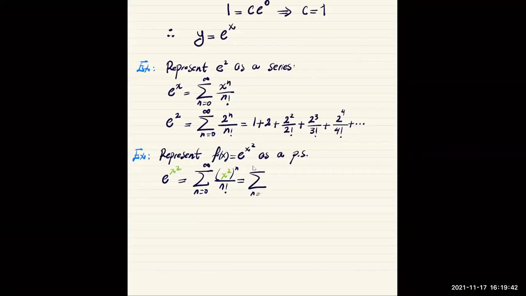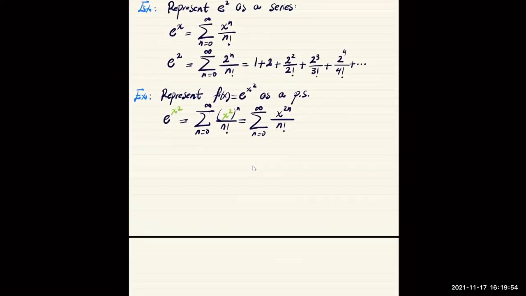So that gives us x to the power of 2n over n factorial, raising x squared to the power of n. And in expanded form, it is going to be 1 plus x squared plus x to the 4 over 2 factorial plus x to the 6 over 3 factorial, and so on. Why is this important? It's not just us substituting x squared into the power series.